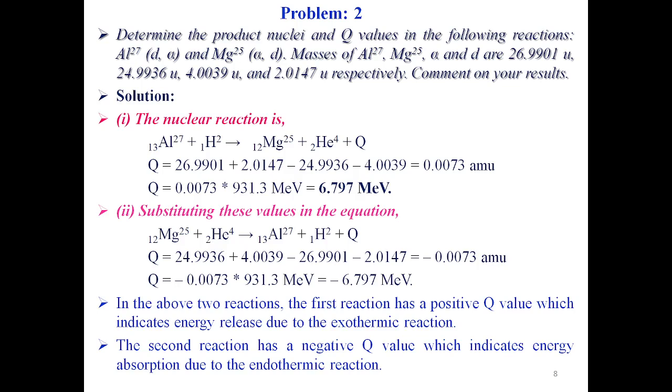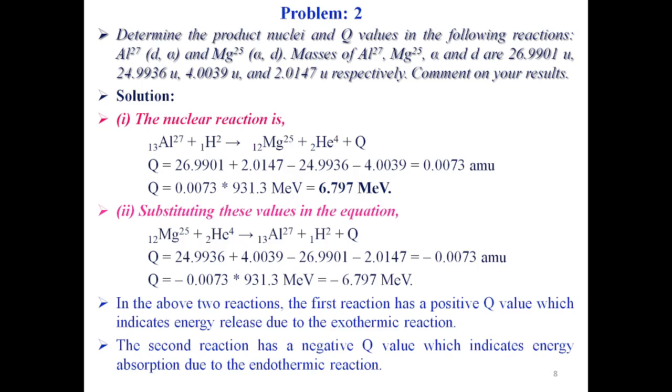And in the second case also we have the target nucleus, that is magnesium, and alpha and D is the projectile and the emitted particle. So we need to determine the product nucleus from this given nuclear reaction. So masses of aluminum, magnesium, alpha and D are given, and finally comment on your results. So this is the problem. Now let us discuss the solution.